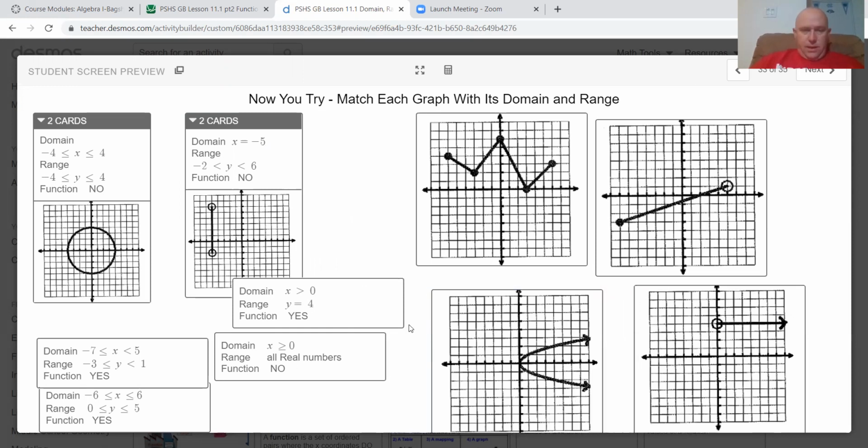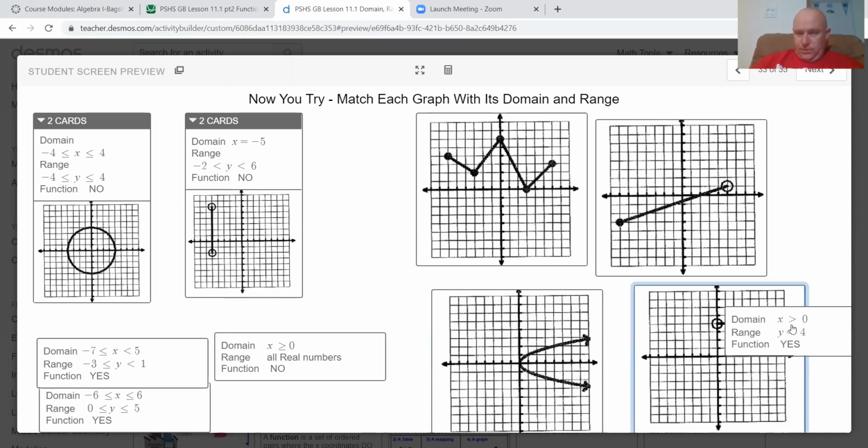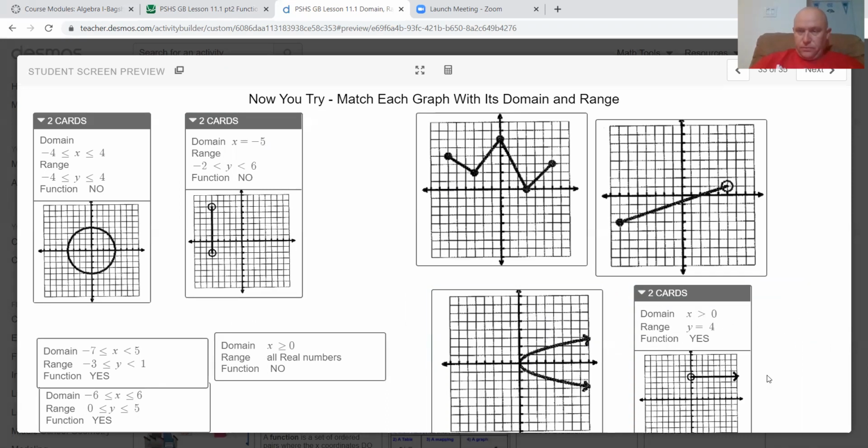Let's see what else we got on here. The domain x is greater than 0. So no negative values. So I know it's not these two. This is certainly to the right of 0, and this is as well. But it says it's got to be strictly greater than. So I know that means that open circle. Whereas if I just see a point and I don't see either an open or closed, I know that means I can include it. So it looks like this one here is going to match up as well.